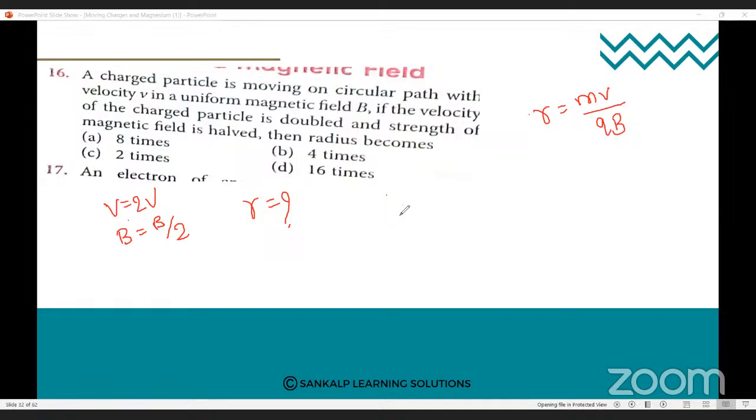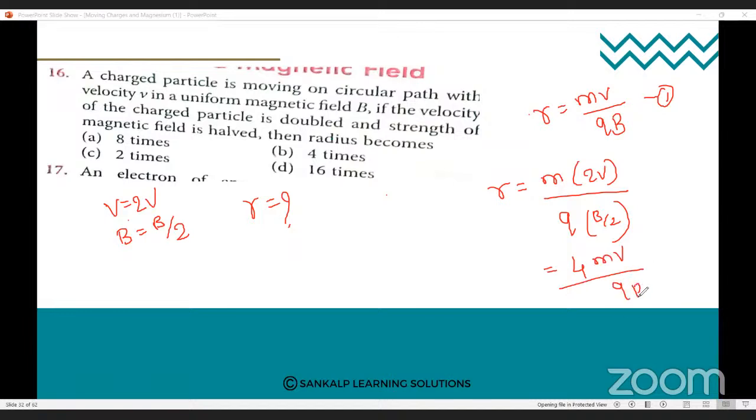Whatever the formula is there, I am substituting, keeping m as it is, the velocity becoming twice, q kept the same, and the magnetic field reduced to half. So this becomes 2 into 2, which is 4, so 4mv divided by qB. Whatever mv by qB is there, this is your initial radius. So it becomes 4 times the initial radius. That is option B, the correct answer.